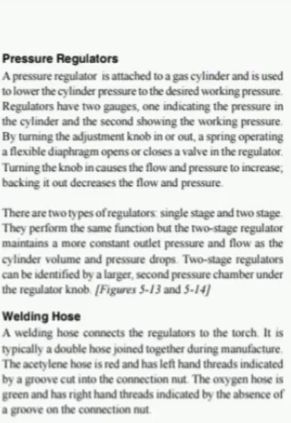Pressure regulators. A pressure regulator is attached to a gas cylinder and is used to lower the cylinder pressure to the desired working pressure. Regulators have two gauges, one indicating the pressure in the cylinder and the second showing the working pressure. By turning the adjustment knob in or out, a spring operating a flexible diaphragm opens and closes a valve in the regulator. Turning the knob in causes the flow and pressure to increase. Backing it out decreases the flow and pressure.